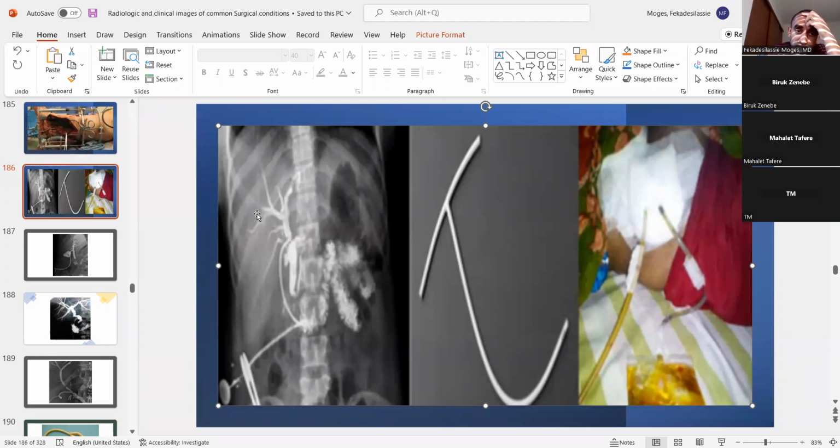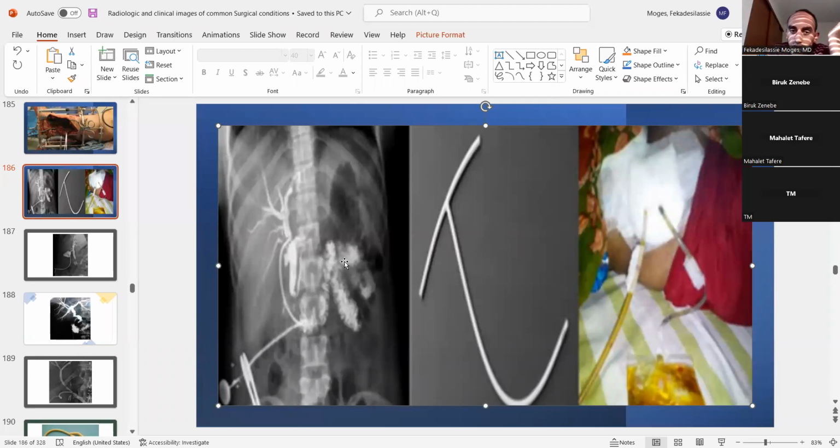You can see dilated branches of the biliary tree, proximal intrahepatic. It looks like, probably this is the right hepatic, left hepatic, probably this is the common bile duct. And you see also the contrast going downstream. So you can see the contrast coming.